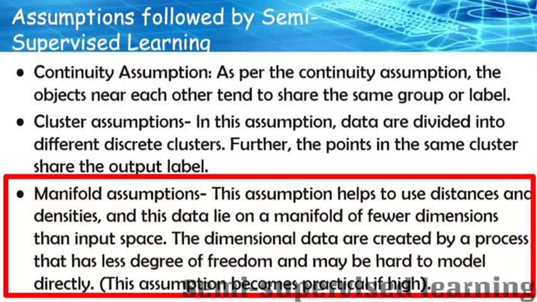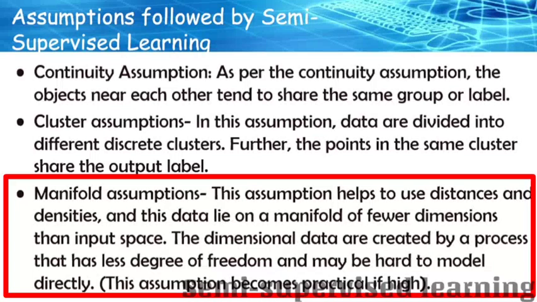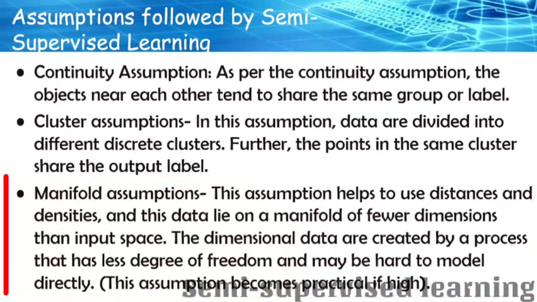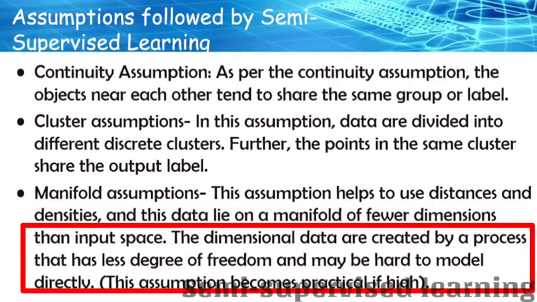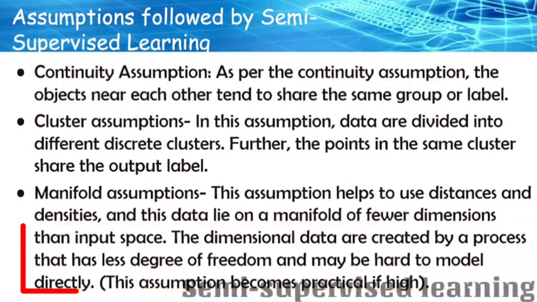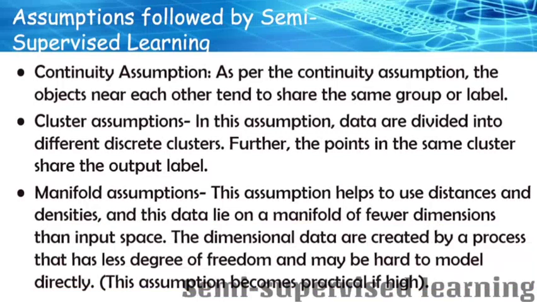This assumption helps us to use distance and densities, and the data lie on a manifold of fewer dimensions than the input space. The data is created by a process that has fewer degrees of freedom and may be hard to model directly. So this assumption becomes practical if the input dimension is very high. That is about the three assumptions. Here we see the assumption with the use of densities and distance.